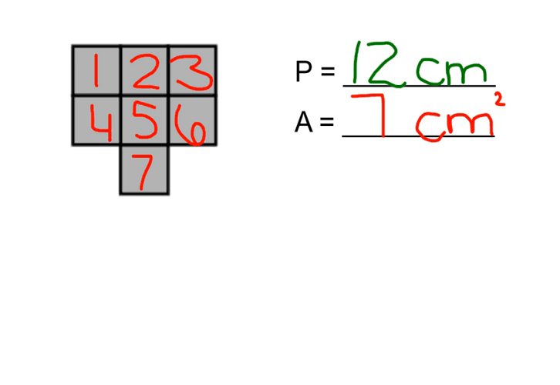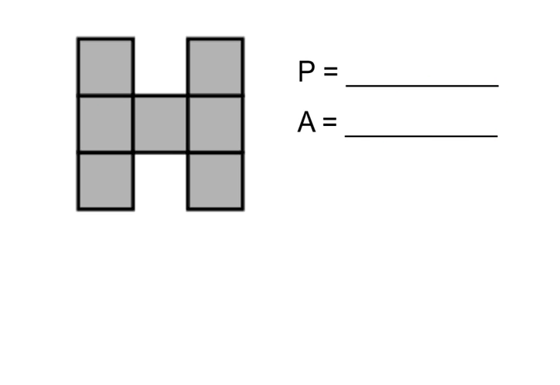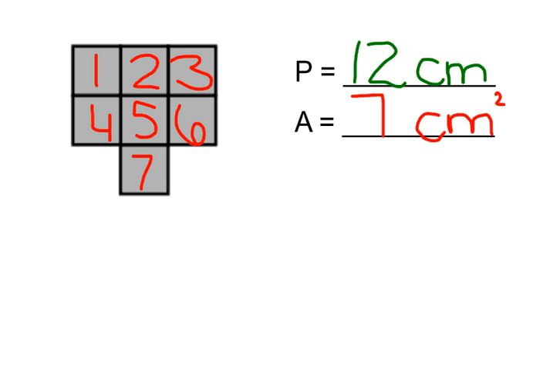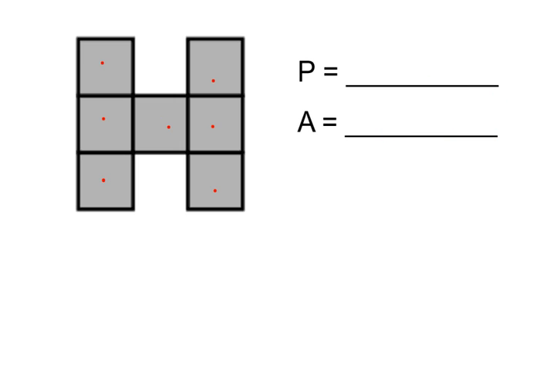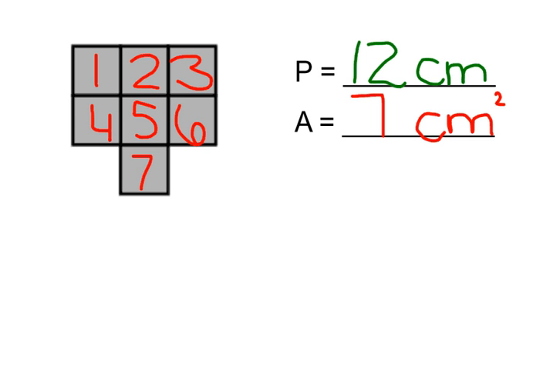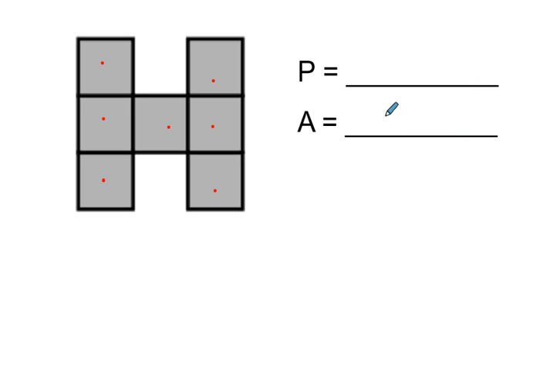Okay. All right, let's look at a different one. It's a very weird shape. I'm going to do the area first because it's a lot quicker. I'm not going to number them this time. I'm just going to count. 1, 2, 3, 4, 5, 6, 7. Oh, interesting. It's 7. Hold on a second. This one had an area of 7. This one has an area of 7. They're not the same shape. That's interesting. I wonder if the perimeter is going to be the same. All right, so the area is 7 centimeters squared.